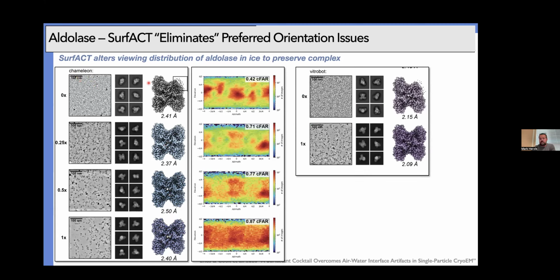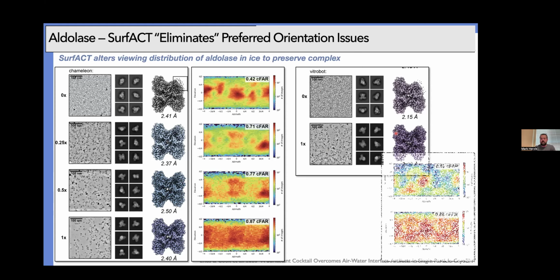But I'll let you also know that it worked for the Vitrobot as well, for all you Vitroblotters out there. So again, here's 0x on the Vitrobot, 1x with our Surfact. You can see the difference in the densities between the different reconstructions. One's at 2.15, one's at 2.1, both great. And it also works on a manually operated plunger, so you can use it on pretty much any freezing modality.